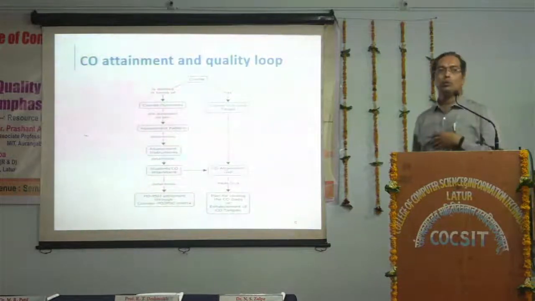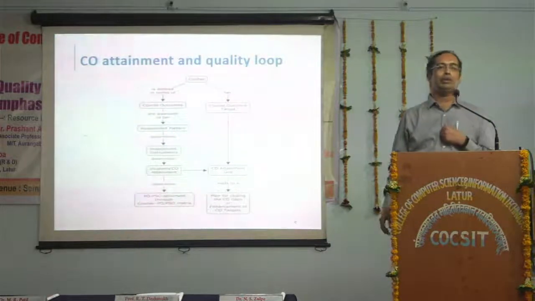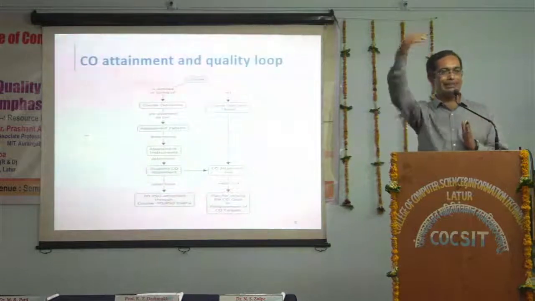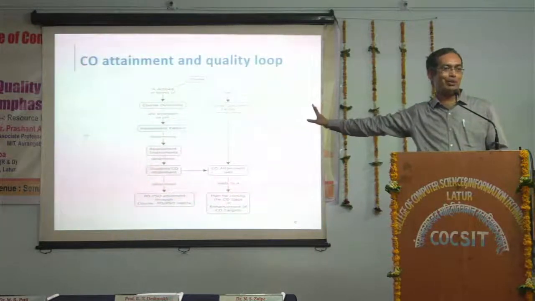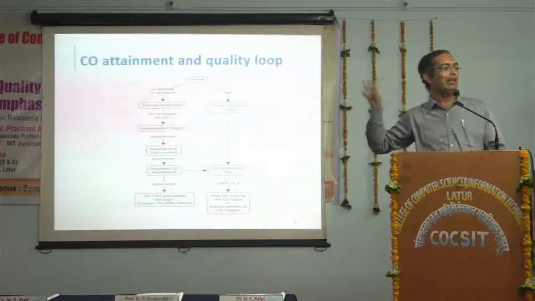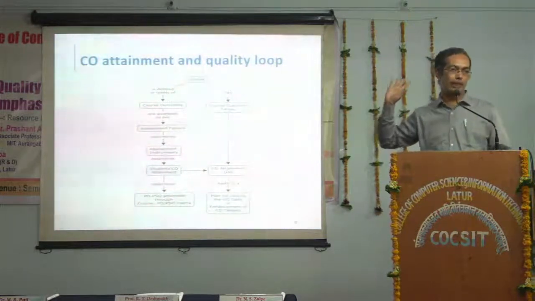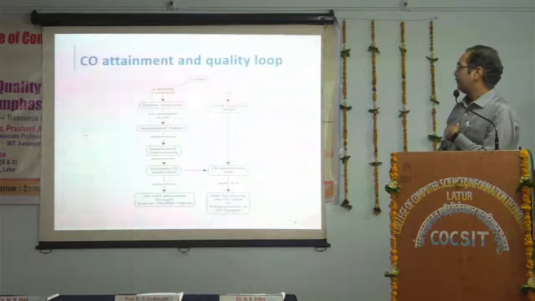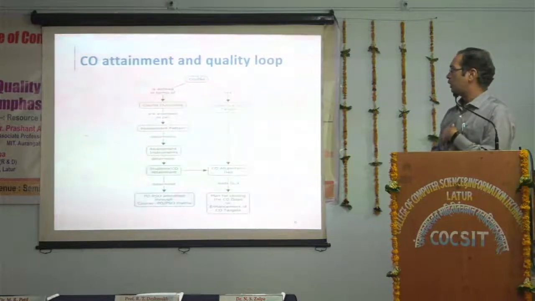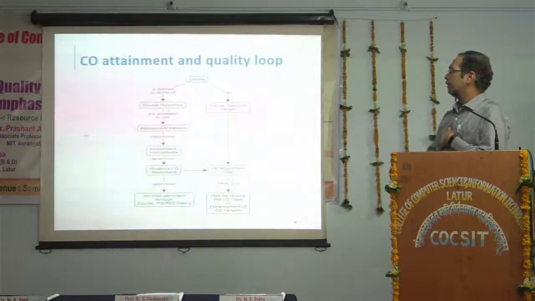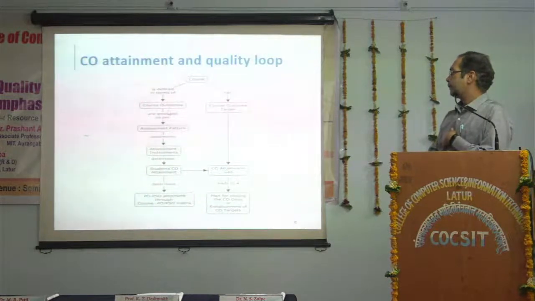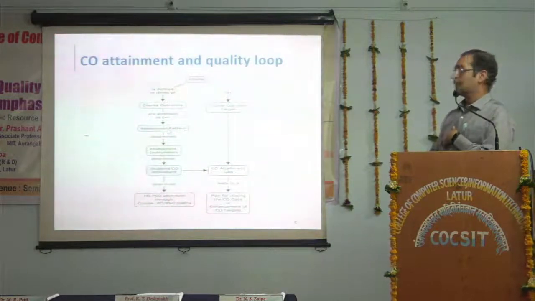Okay. Now why do we need to do the attainment? Because we are designing COs for this. We are not doing the CO framing because the university is saying or your NAAC peer team is saying. So the process goes like this: you define the course outcomes, right? Those are assessed as per the assessment pattern.